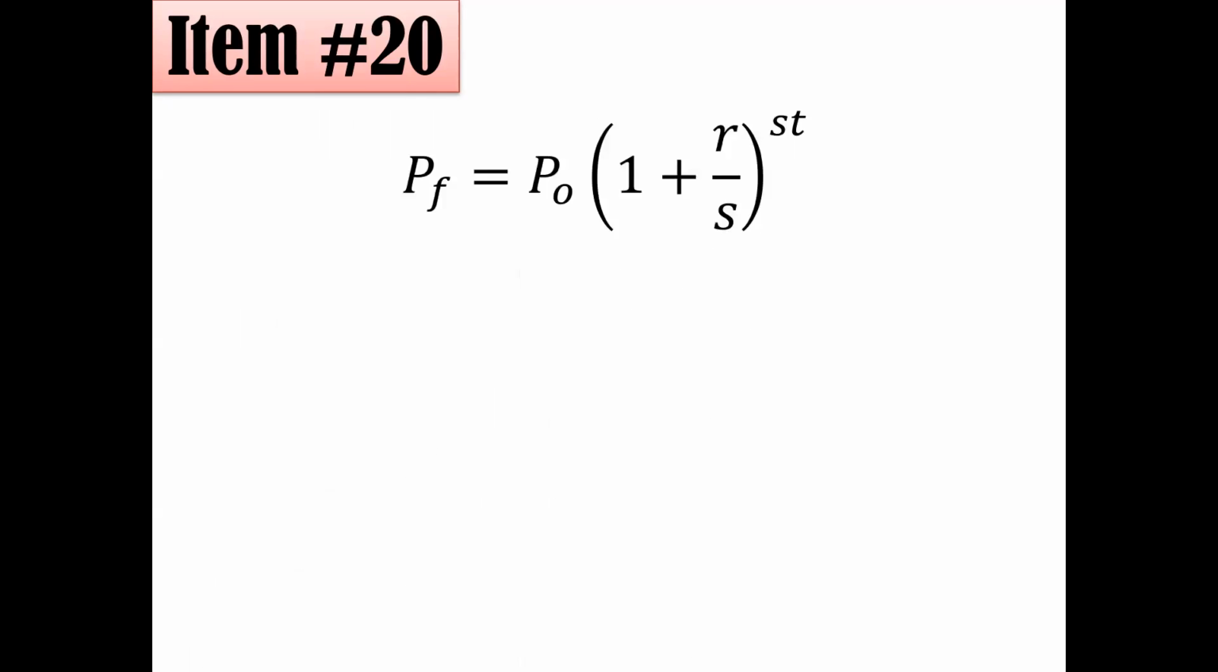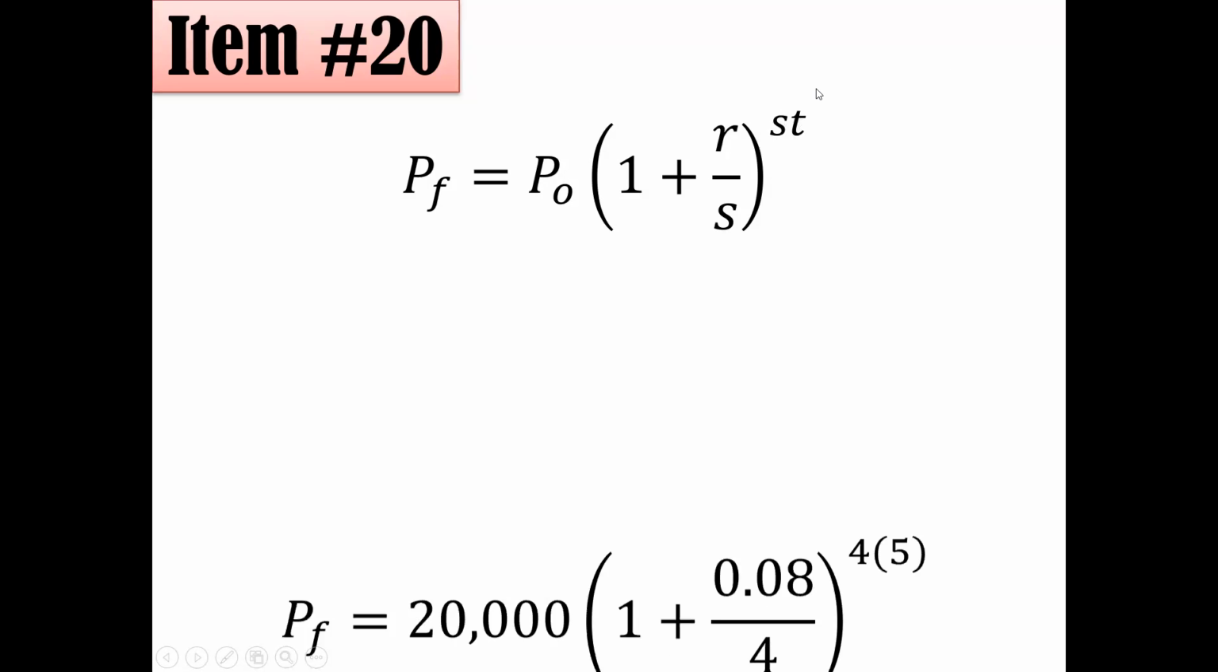We'll see. I hope you could still remember the formula. P sub F equals P sub O times (1 plus R over S) raised to ST, where P sub F is the future value or the final amount. P sub O is the original amount or the principal amount you invested. R is the interest rate. S, if annually, S is 1. If semi-annually, S is 2. Quarterly, S is 4, and so on. And T is the time, which is in years.